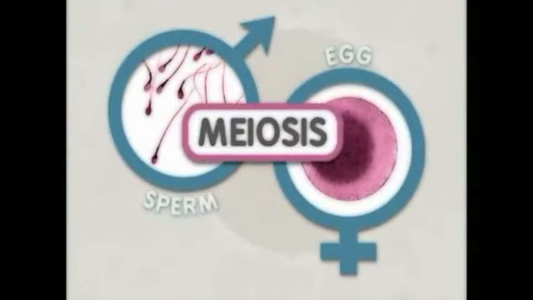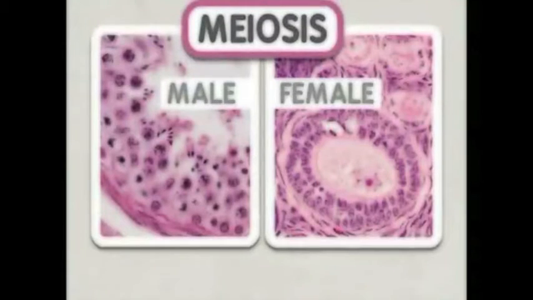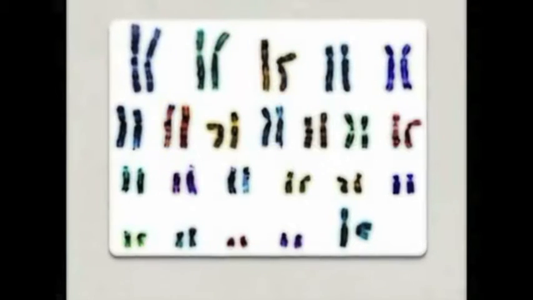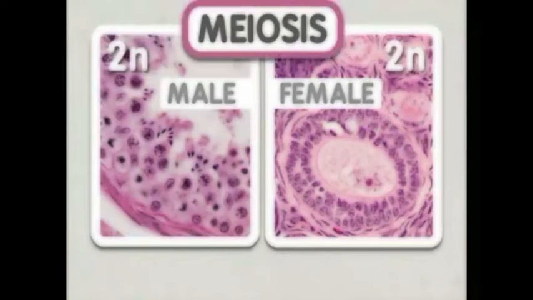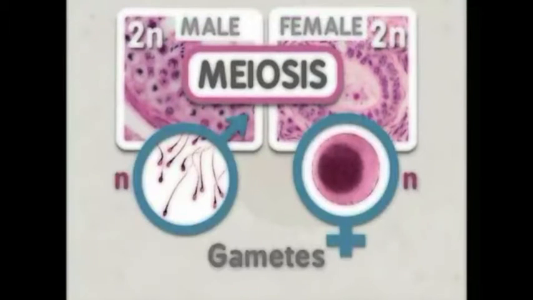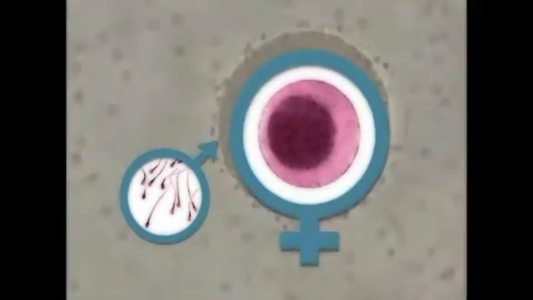Gametes are formed through a process called meiosis. In diploid organisms, cells have two copies of each chromosome. They undergo meiosis to produce haploid gametes, which only have one copy of each chromosome. These haploid gametes fuse to form a diploid embryo that grows into the adult cell.